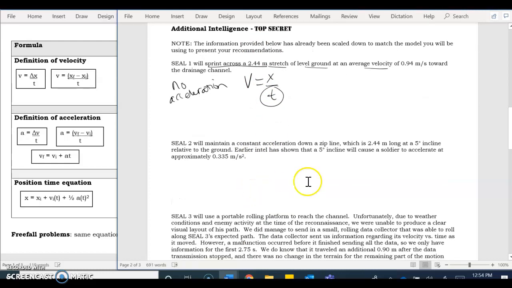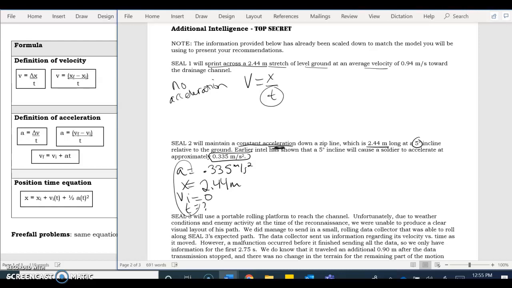SEAL number 2, it says that he is going to maintain constant acceleration. Constant just means his acceleration is not changing. So here we know he does have an acceleration, and it gives it to us right here, the 0.335. So a is going to be that number. And then it gives us a distance that he goes. Don't worry about the 5%. That's just telling us that he is going to accelerate because he's going down an incline. You don't need to use that in your math problem. And it's 2.44 meters that he goes. He starts with an initial velocity of 0 because he starts from rest. And you want to solve for time.